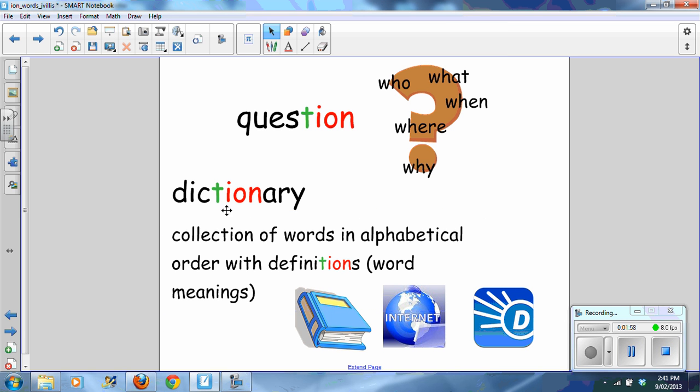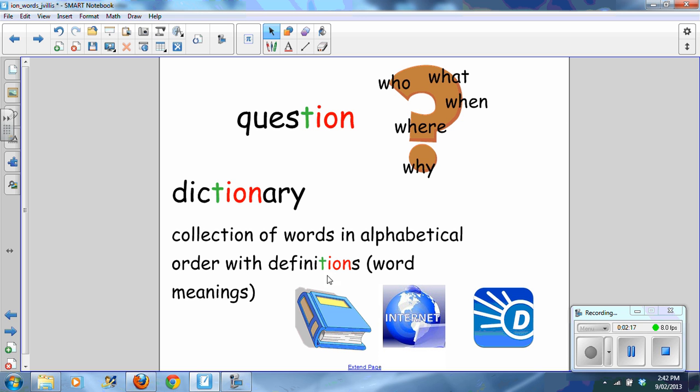Dictionary. Have a look again. The T is put in here. Dictionary. It's a "shin" sound. A dictionary is a collection of words in alphabetical order with definitions, and definitions are word meanings. Have a look at the word definitions.